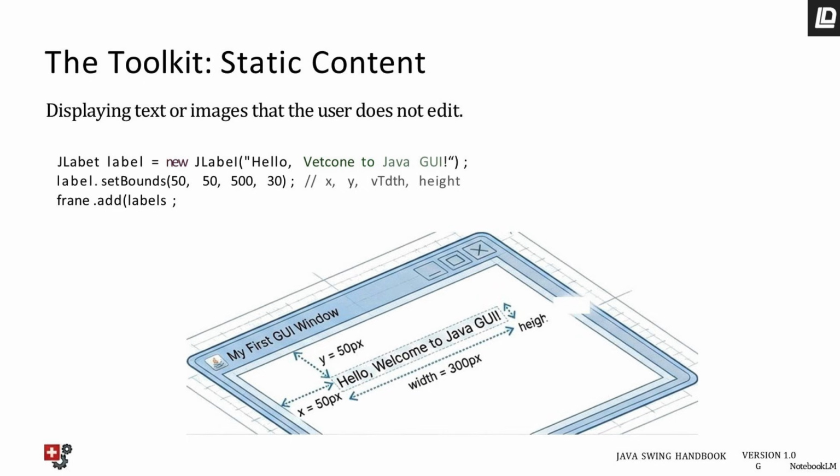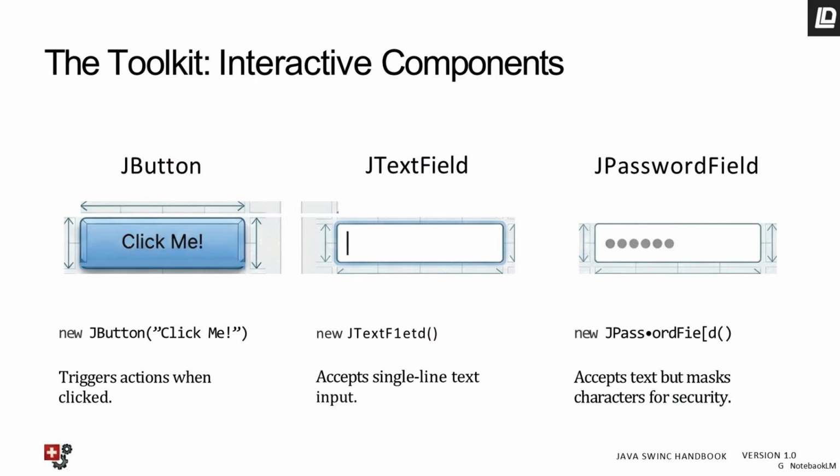Now let's make our window interactive by adding components. JLabel displays text. setBounds(x, y, width, height) positions it inside the window. JButton creates a clickable button. To handle clicks, we add an action listener. This shows a pop-up message when the button is clicked. By combining JLabels and JButtons, your GUI starts to become interactive.